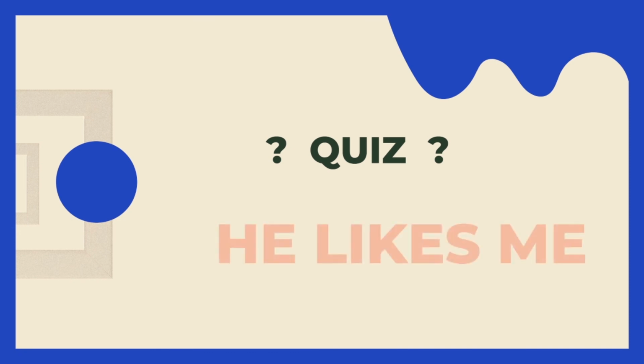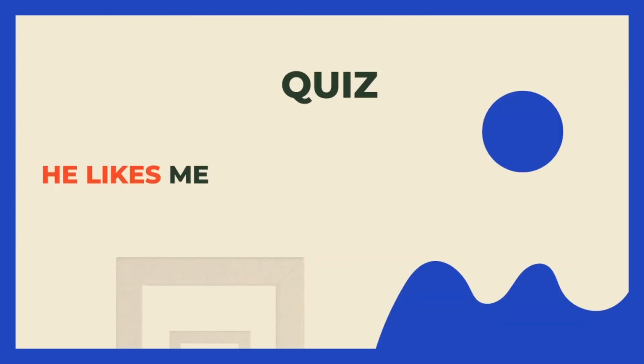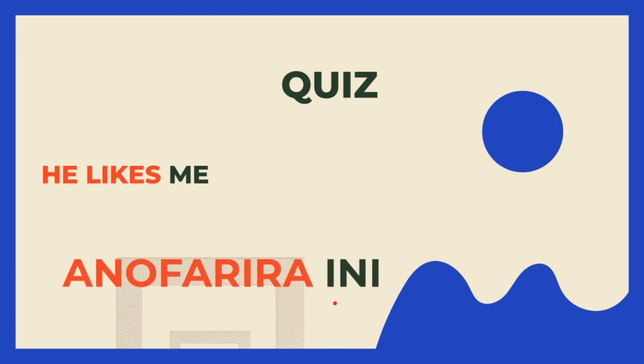So I want you to translate he likes me to Shona. Please just try it on yourself first and continue playing the video to see the answer afterwards. And the translation of he likes me in Shona is anofarira ini. He likes, anofarira; me, ini. Ini in Shona.